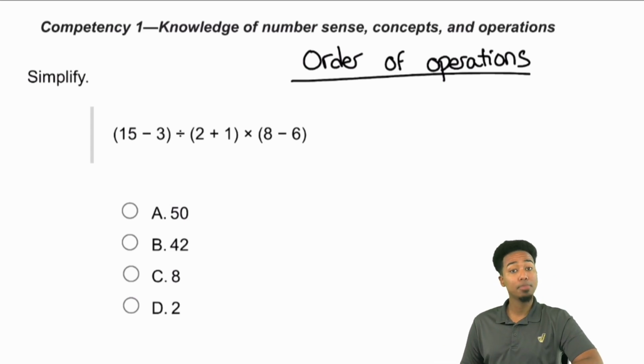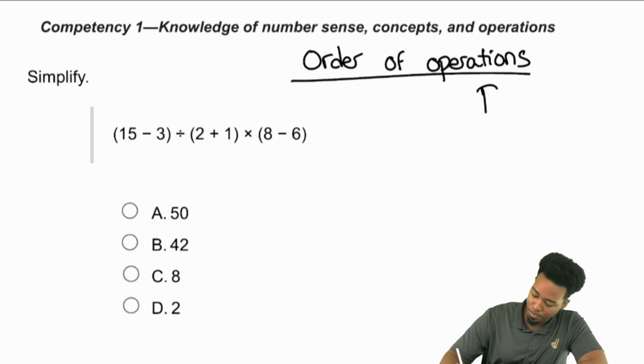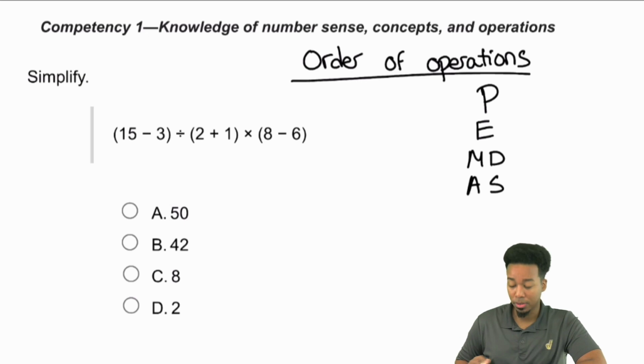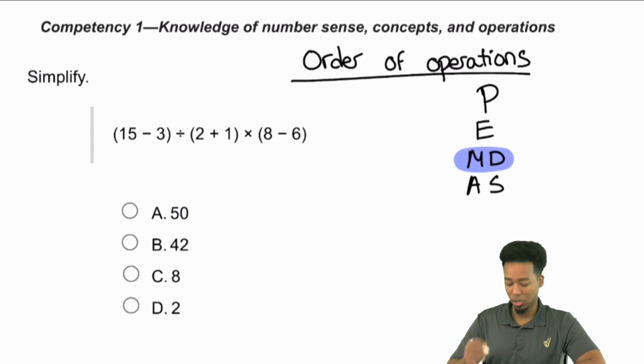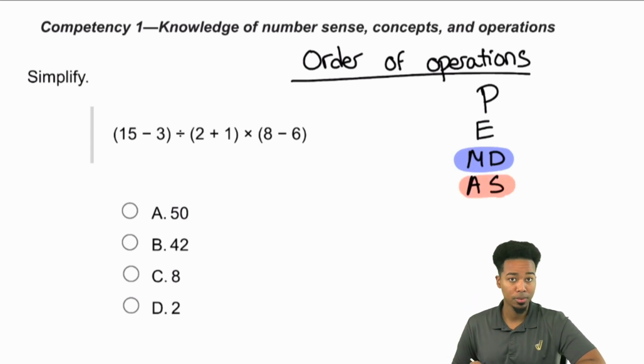Well, by understanding PEMDAS. Remember, PEMDAS is parentheses, exponents, multiplication, division, addition, subtraction. The reason I write it like this is because I want you guys to remember that multiplication and division are the same exact operation. Same thing with addition, subtraction. They're the same operation. They just tell you which direction to go in.